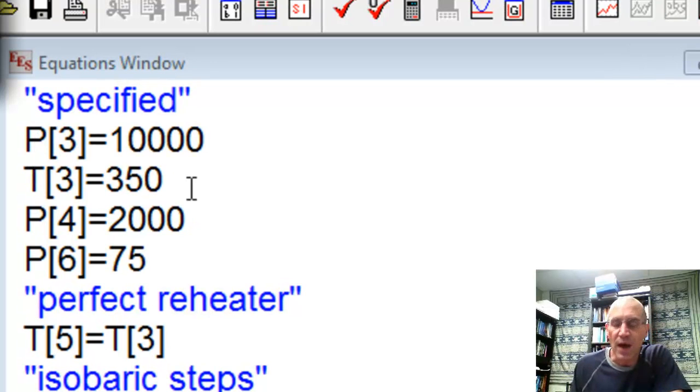My pressure at 10,000, I have my unit system in kPa, so that's what P3 is. My high temperature was 350 degrees. Here's my medium pressure, which was P4 at 2,000, and my condenser pressure at P6. So that was specified in the problem. I'm assuming it's a perfect reheater here. I'm not told otherwise, so I'm saying T5 is the same as T3, so there's my perfect reheater.